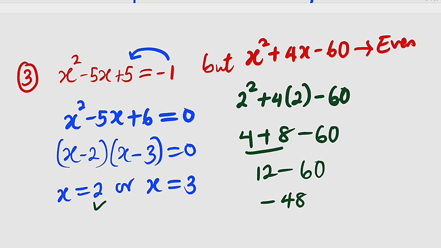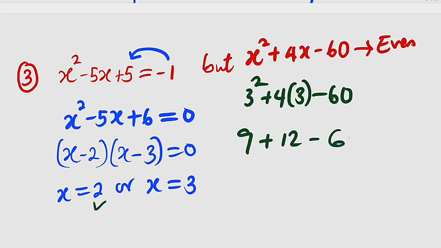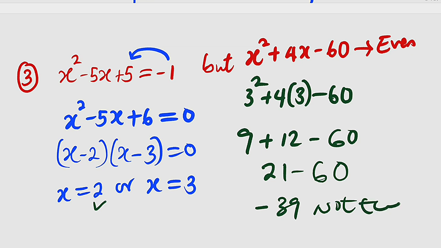Let us consider 3. We have 3 squared plus 4 multiplied by 3, then minus 60. This is 9. This is 12 minus 60. This is 21 minus 60. And 21 minus 60 is negative 39, which is not even, right? Therefore, 3 is not a solution.